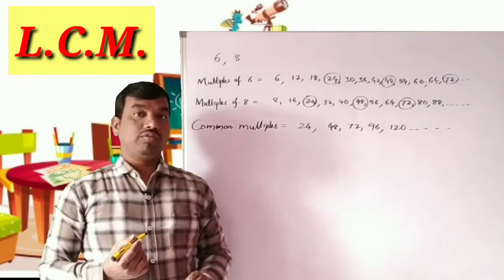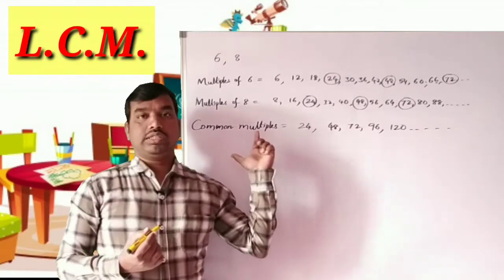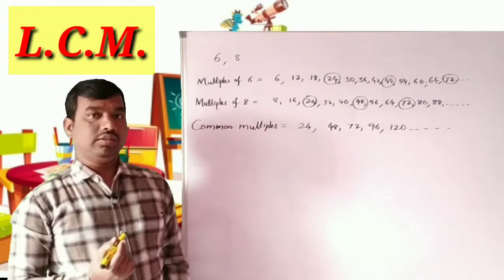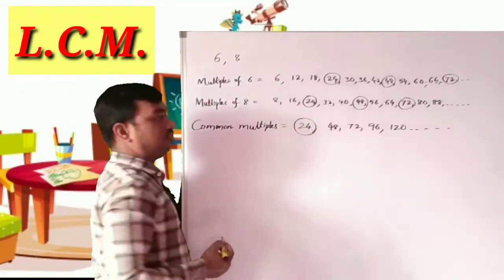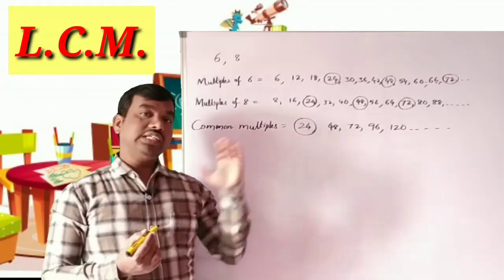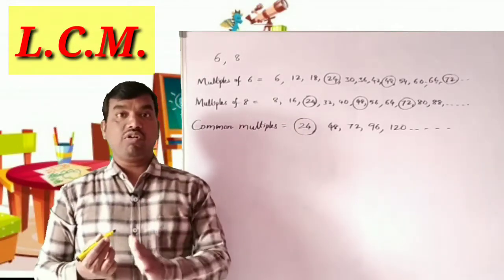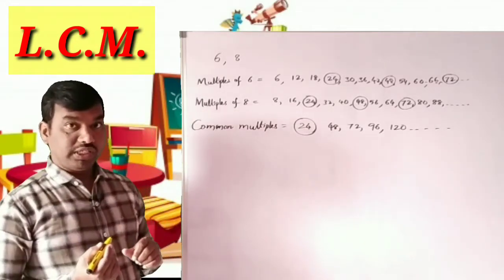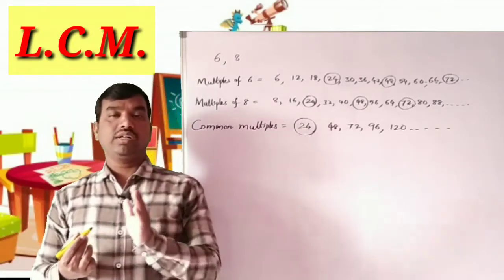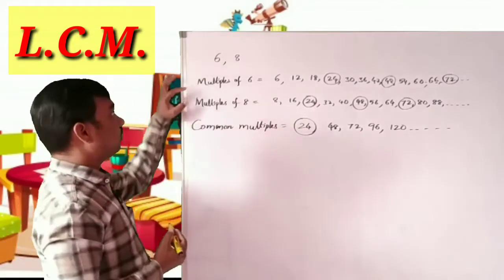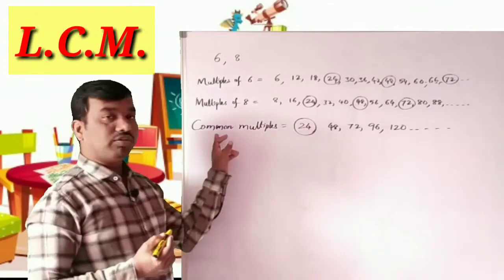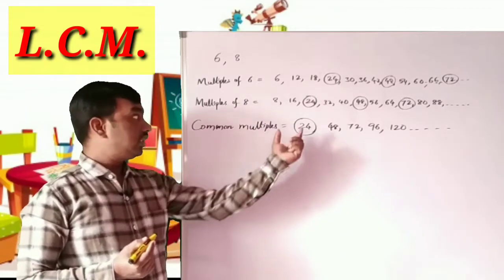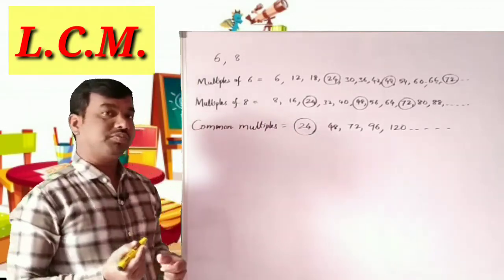Okay, so in common multiples, what is the smallest number? Very good, 24. So 24 is called the LCM of 6 and 8. What is the meaning of LCM? It means least common multiple. First we wrote multiples, and after that we wrote common multiples. In those common multiples, what is the least number? 24. So that is called LCM.